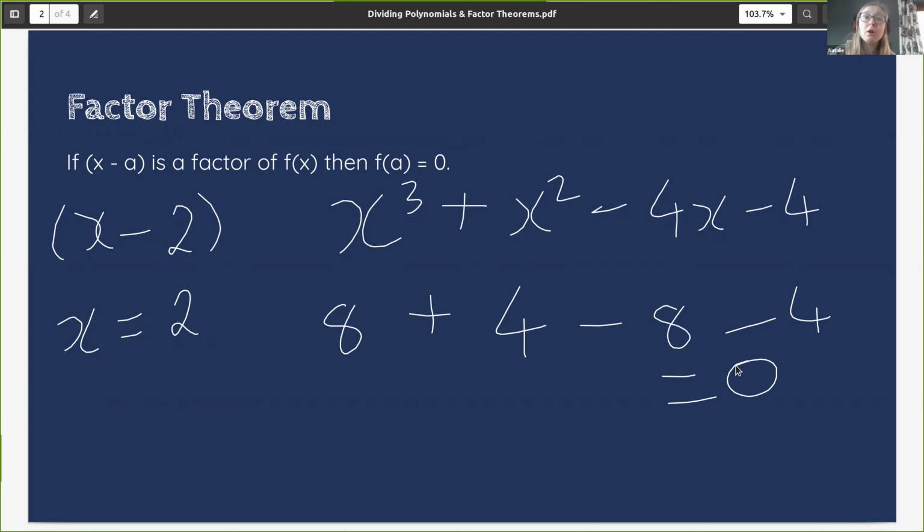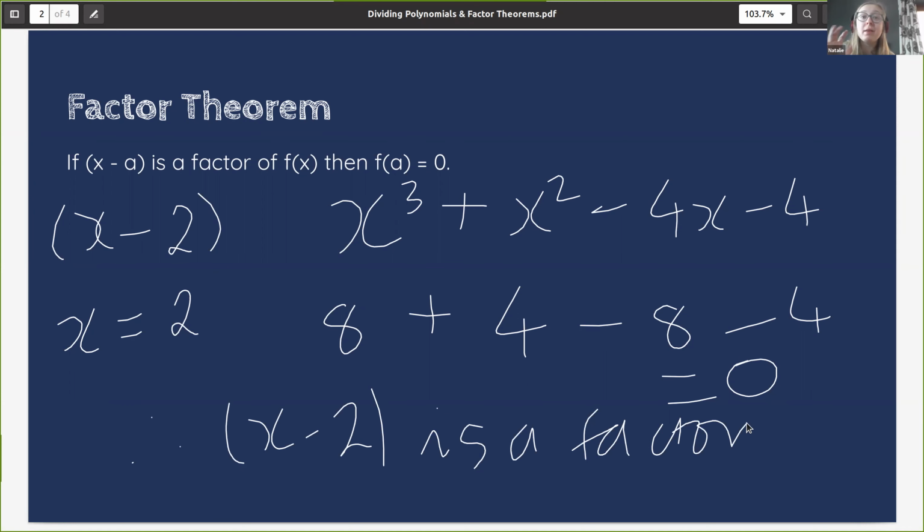You can't just go x minus 2 equals 0. You have to show some working, and you have to say that because it's equal to 0, therefore x minus 2 is a factor. You have to be really clear and explicit about it, and that's where the practice and being able to mark your work against the solutions is really, really important. So that's the factor theorem.